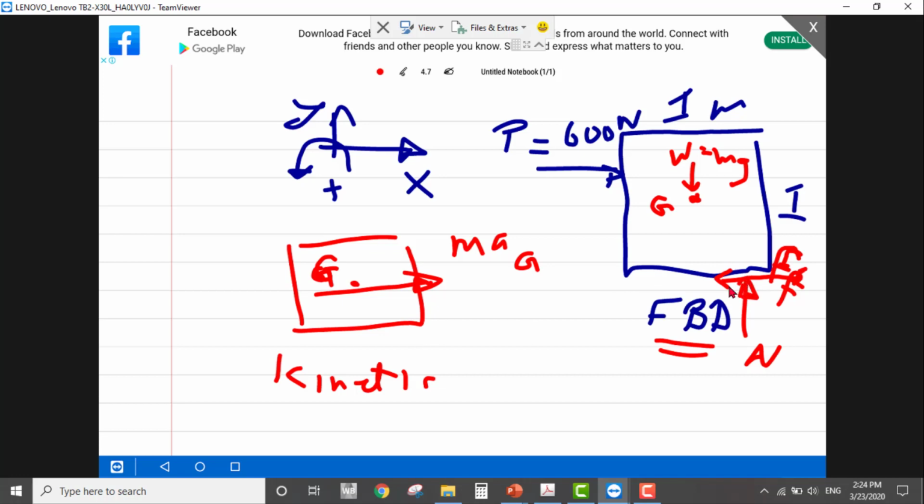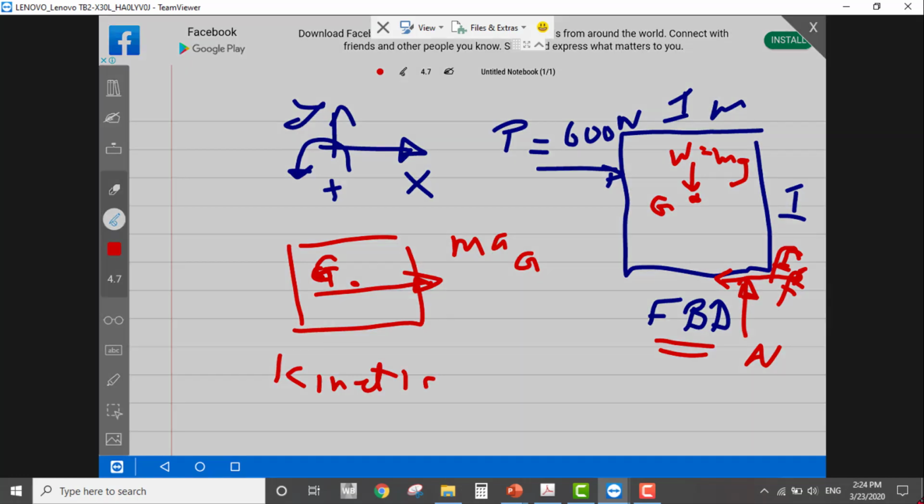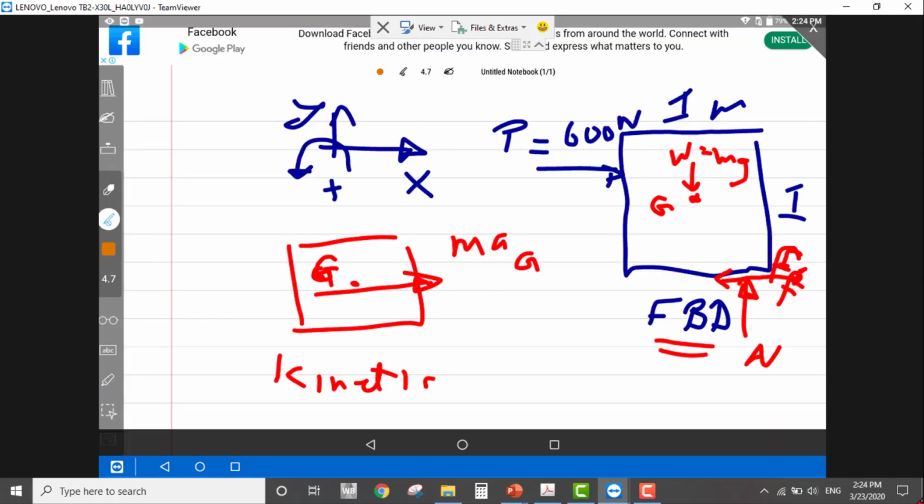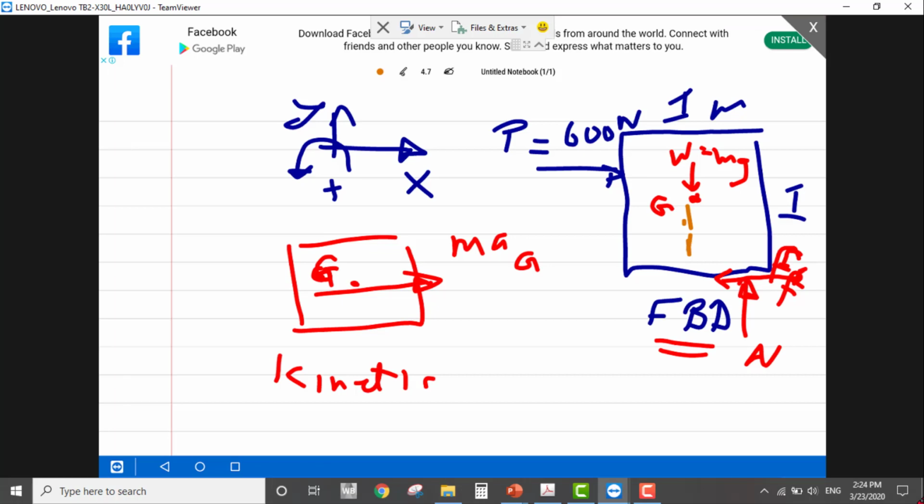So here is the point. Here we assume that this is the centroid and this is far away a distance which is equal to x. The other distances are given. So this is 0.8 and this one is 0.5.